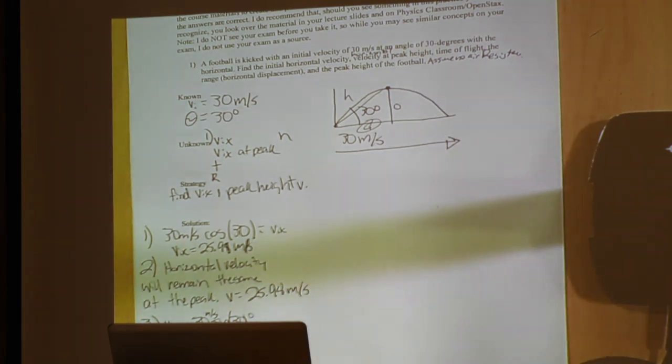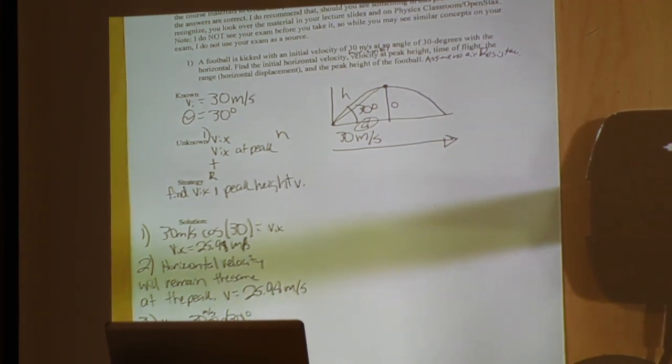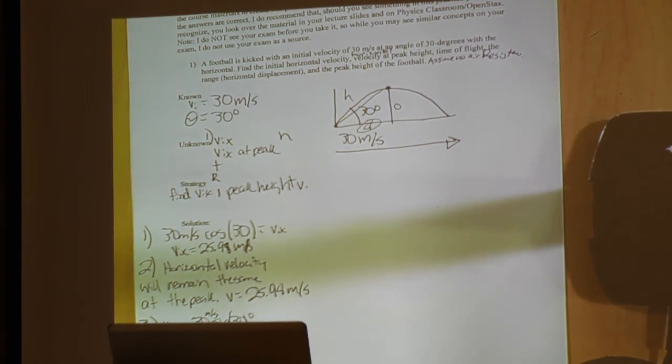But we have a VF of what? What is going to be 0? Why is it 0?